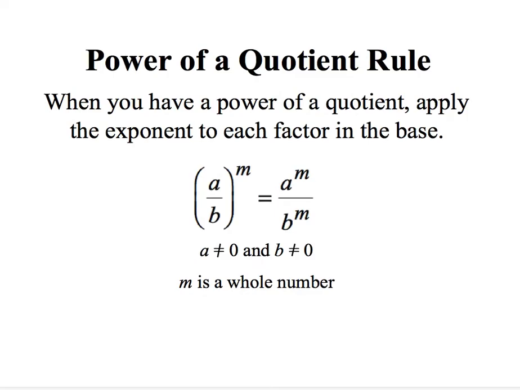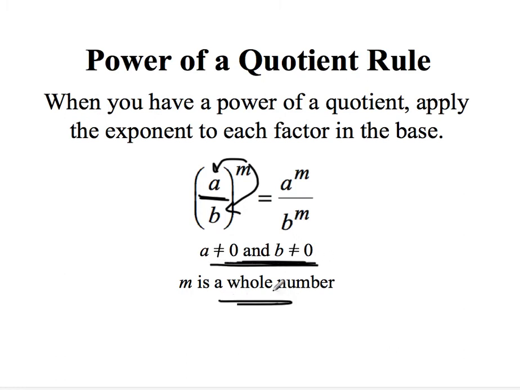So the power of a quotient rule is when you have a power of a quotient, apply the exponent to each factor in the base. So notice now, instead of these 2 being multiplied together, they're just being divided. Same rules apply. The exponent goes to both of the bases. So it goes to the A base and to the B base. And the A might be a power as well. We cannot have A and B equal to 0.